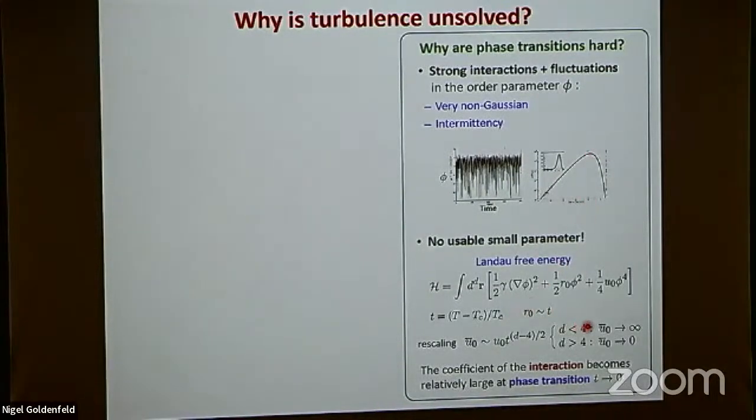So it's not hard to do this. What that means is that in D less than 4 dimensions, the coupling constant goes to infinity, not to 0. And so that's why I say there is a small parameter, but it's not a usable one.